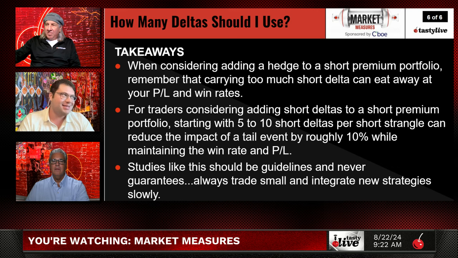I wanted to add this especially to this study because when we talk about outlier loss, I always get people asking, how can you be sure, because my outlier loss was worse, or mine wasn't this bad. I always say this study should be more of a guideline and never a guarantee. Always trade small and integrate new strategies slowly, because outlier losses are very unpredictable by nature. So even in a study scenario, you have to be careful of how you present it because it's a very loose guideline as opposed to a hard and fast rule.